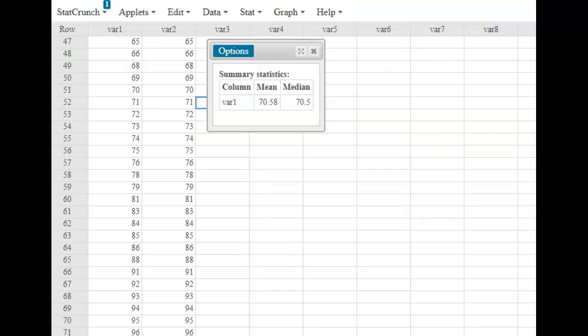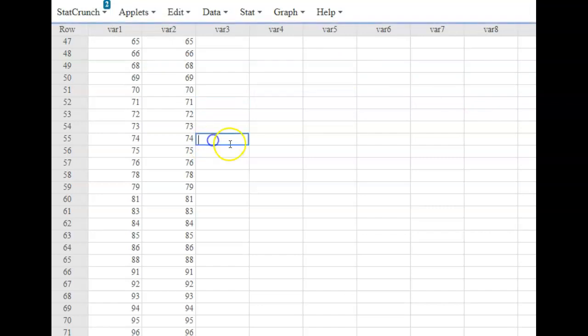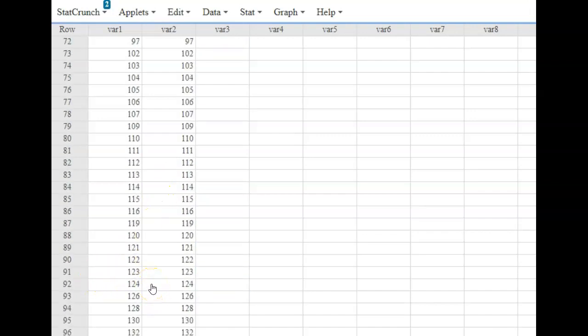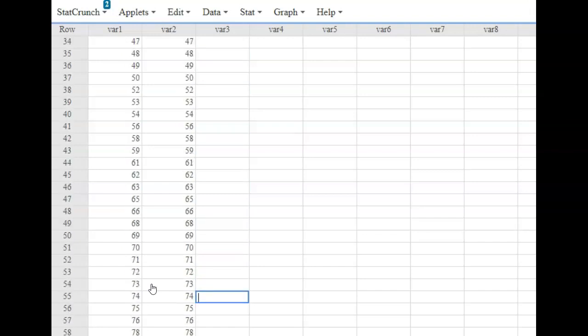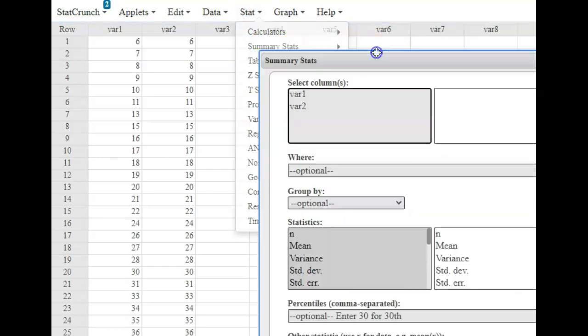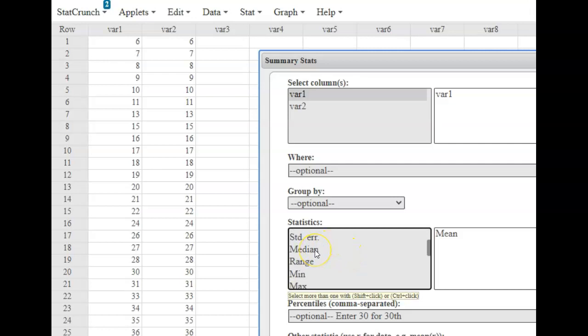All right. Okay, let me just check 65, 50, 51. Just make sure that I have the entire thing here. All right. Summary stats, columns, var1, mean, and median.